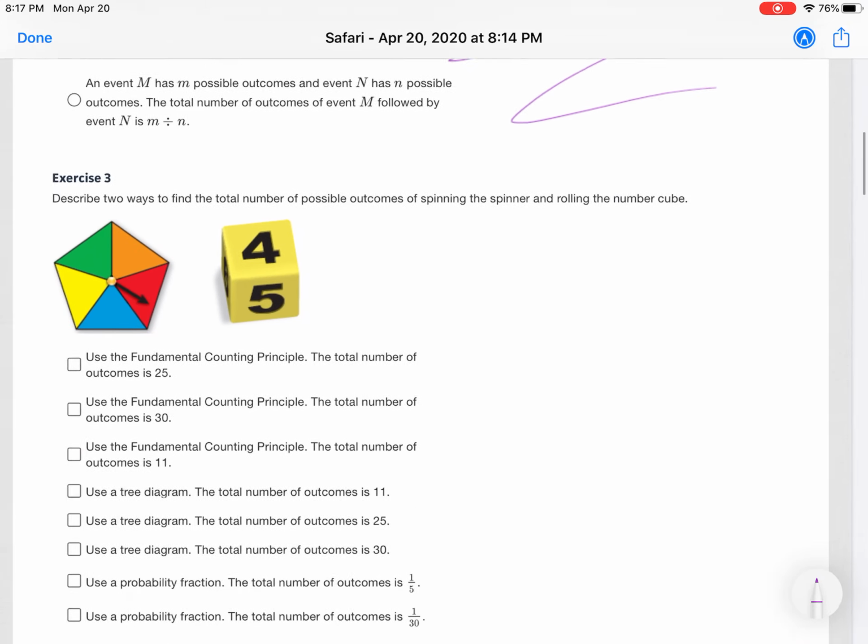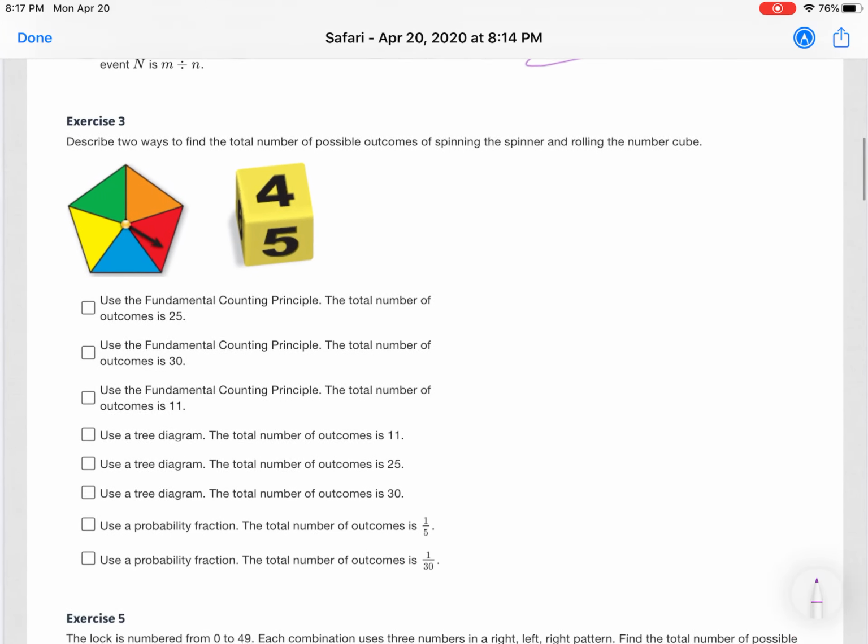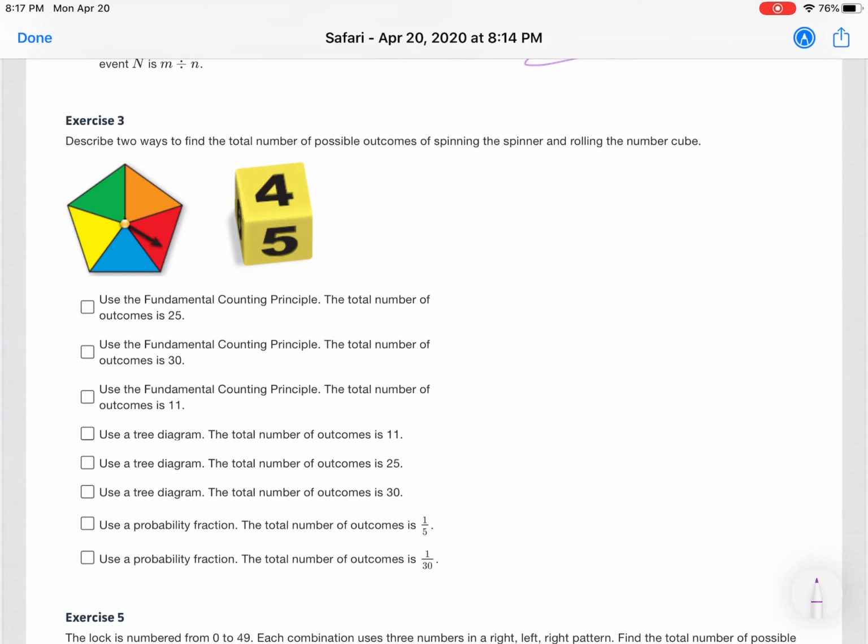Number 3 says, describe 2 ways to find the total number of possible outcomes of spinning the spinner and rolling the number cube. So there's 2 different ways we could do this. The fundamental counting principle would say, okay, well, there's 1, 2, 3, 4, 5 here. So we have 5 times, there's 6 possibilities on that number cube. And I'll let you guys figure out what the 5 times 6 is.